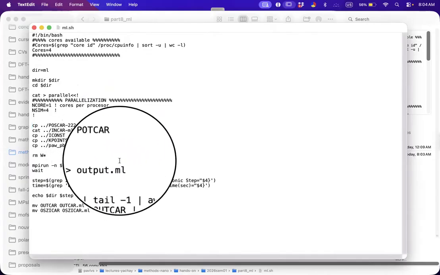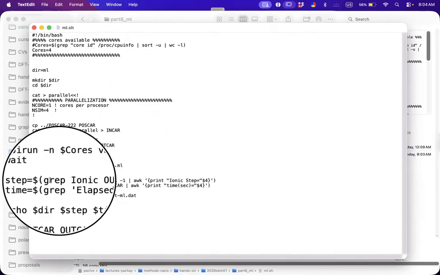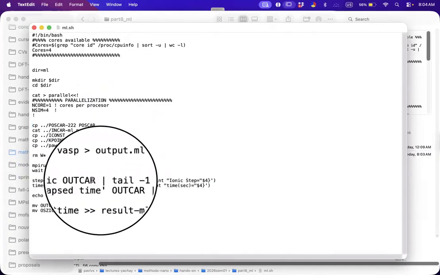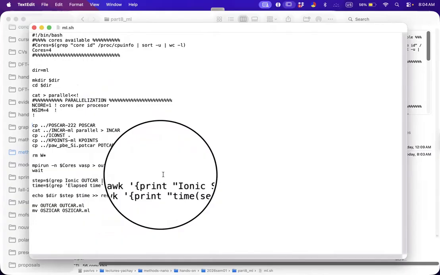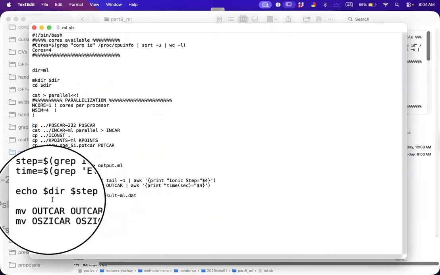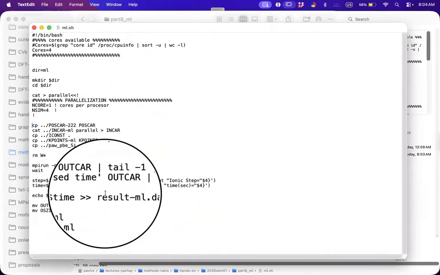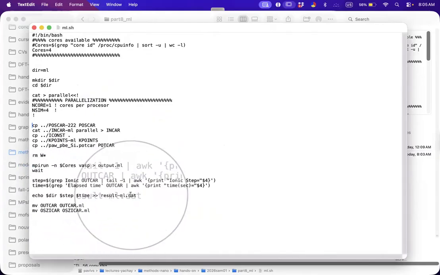Okay. The output will be saved in this ml, and after that, we're going to save the steps and the times. So we're going to extract the step and the time in results.ml.dat. So we're going to use this, okay? And we're going to move up then, okay?